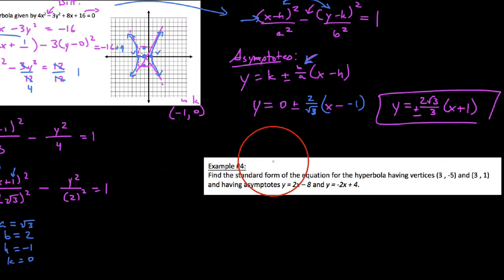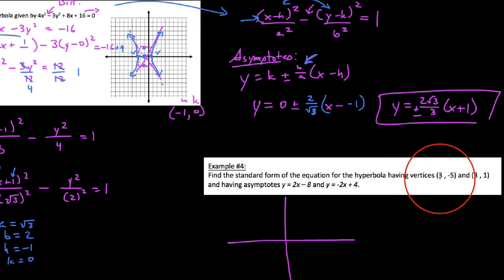So the last thing I'm going to do here is find the standard form of an equation given these initial properties: vertices at (3, negative 5) and (3, 1), and then asymptotes thusly. The thing I want to point out here is that you always want to start with a sketch of what it is that you're dealing with.